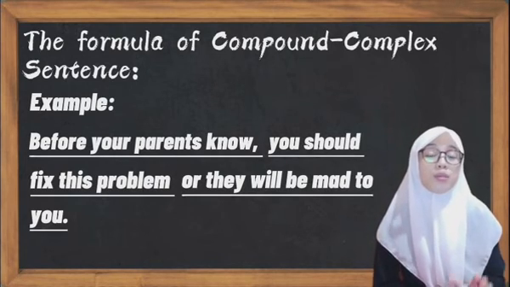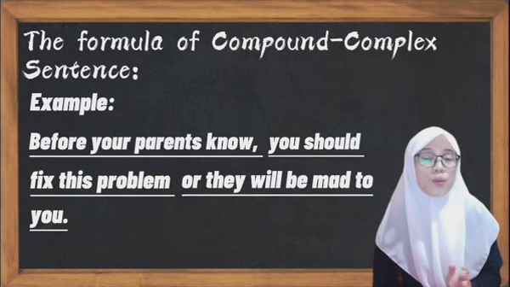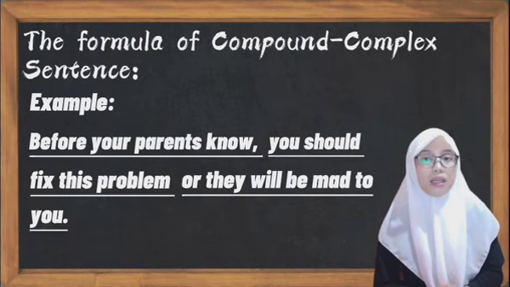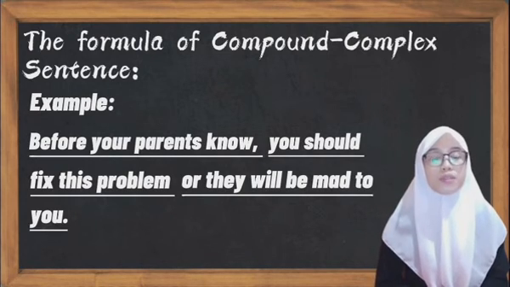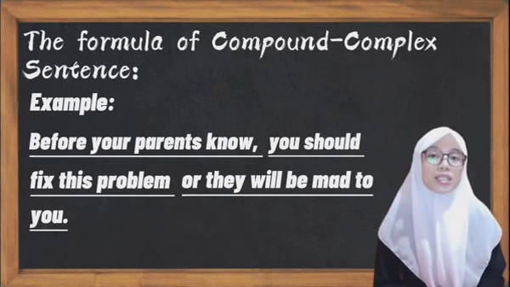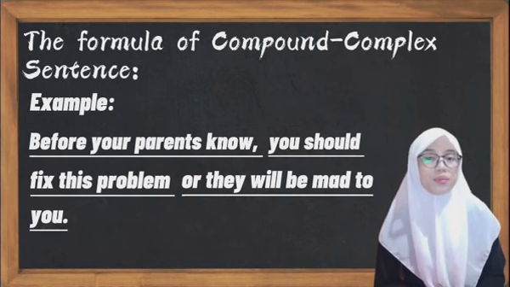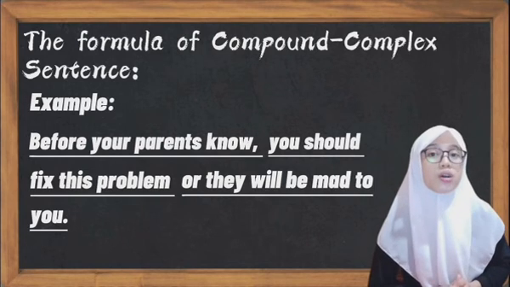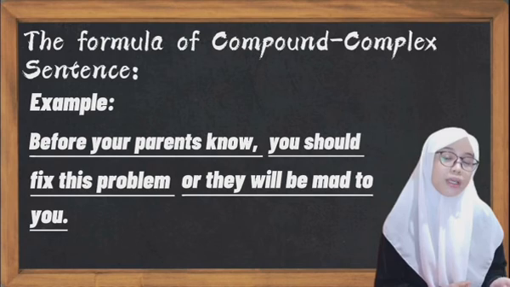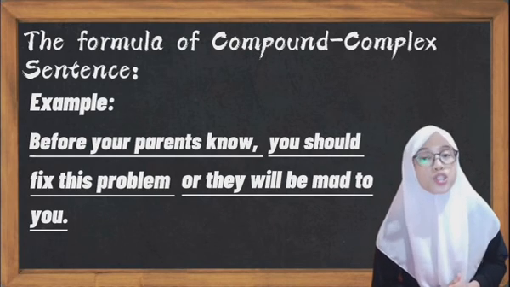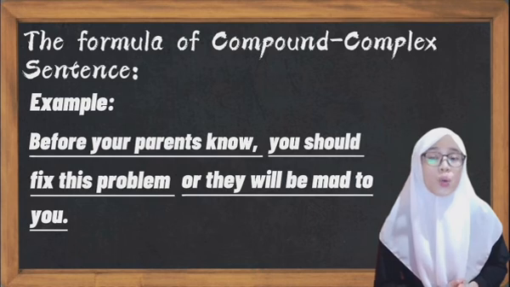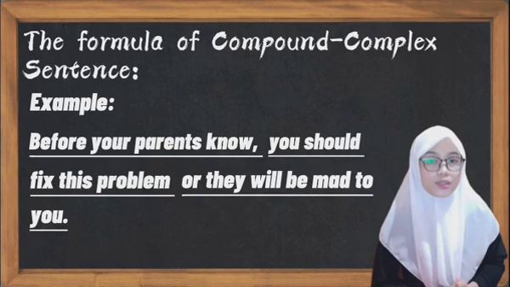Subordinate conjunction before which is followed by sentence your parents know to form a dependent clause. Plus independent clause, you should fix this problem plus coordinate conjunction or plus independent clause, they will be mad to you. In the middle of the sentence, there is a comma punctuation as a separator between a dependent clause and two independent clauses. Well, the type of the dependent clause here is adverbial clause.